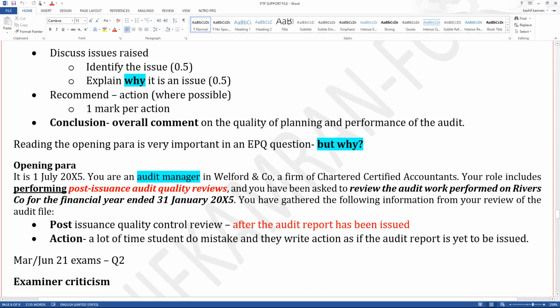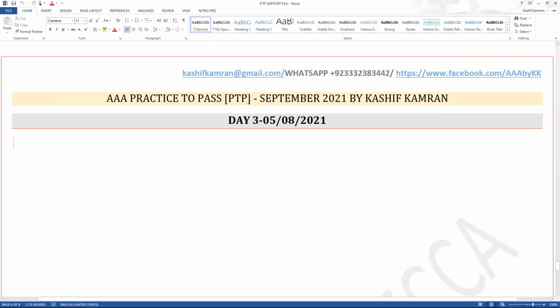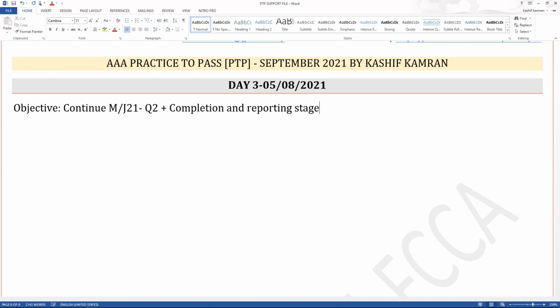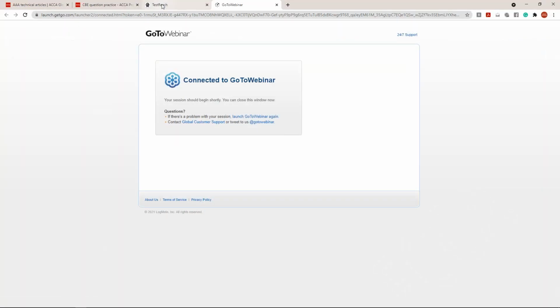Now let's start with the agenda for day 3, where we left off on day 2. The objective today for day 3 is to continue first with the March-June 21 question number 2, and then we'll start with the completion and reporting stage later. So that's what we are looking for today. Now let's first continue with the March-June 21 question. Let's understand something more from the March-June 21 question using the practice platform, and let's see how we go about doing the question.